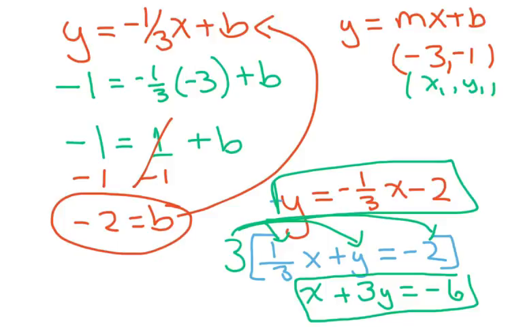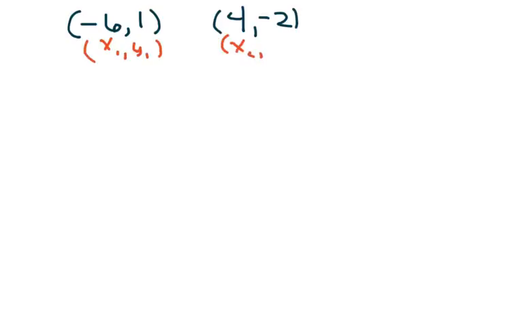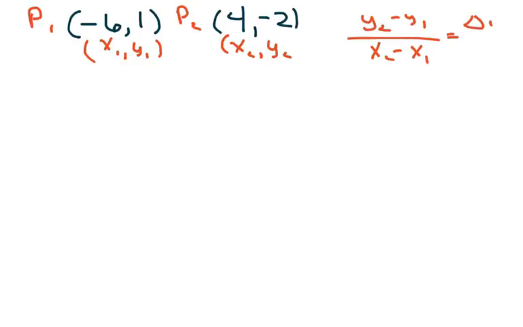Okay, let's try another one that might be a little more complicated. So I have a point negative 6, comma 1. That's point 1. And then I have a point 4, comma negative 2. So this is x sub 1, comma y sub 1, and x sub 2, comma y sub 2. This is your point 2, point 1. I'm going to use my slope formula, y sub 2 minus y sub 1 over x sub 2 minus x sub 1. Again, that's your change in y over your change in x, or rise over run.